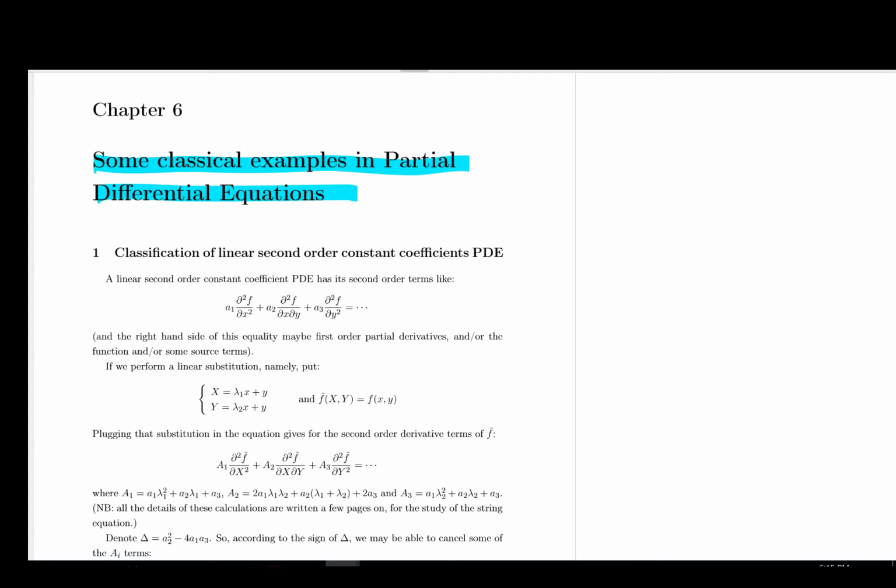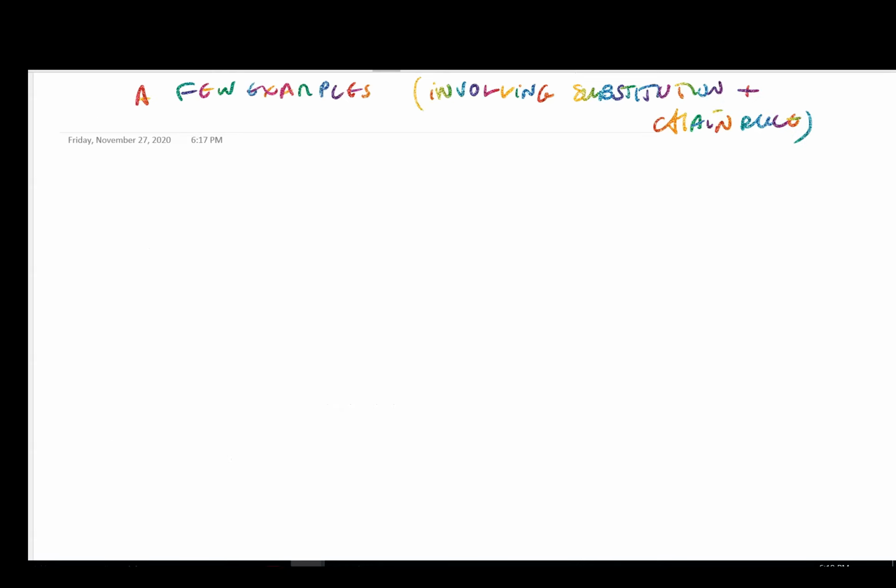But before, we need to remind a few things. All right. So first, we're going to work a bit just through one or two examples on things we did last year at the beginning of semester 3 about partial differential equations. So, a few examples involving substitution and chain rule. Okay, we're going to practice that again.